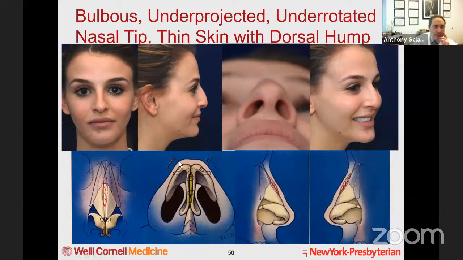Here we're getting a little more challenging. Very pretty girl, very little projection. Ptotic, underprojected, dorsal hump. You can see how thin her skin is. Look how thin her ala are. It's like paper. She's very fair, underprojected. She's really a tough call.